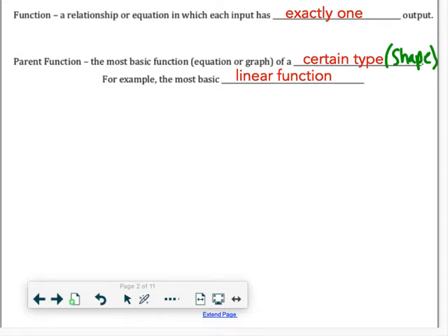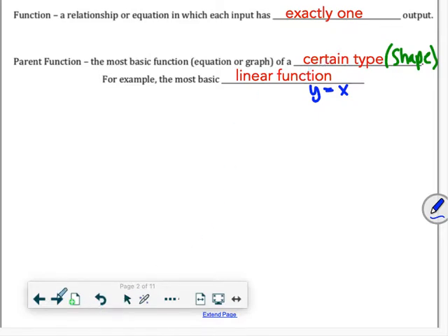Next, parent function. A parent function is the most basic function, equation, or graph of a certain type. And when we say certain type, that's referencing the shape. You saw on the transformation worksheet that we completed last class some graphs that looked like V's, some looked like U's, and some other shapes that we aren't familiar with yet. So the parent function, that's the most basic, could be the linear function. And again, we said that y equals x was going to be the parent for that.